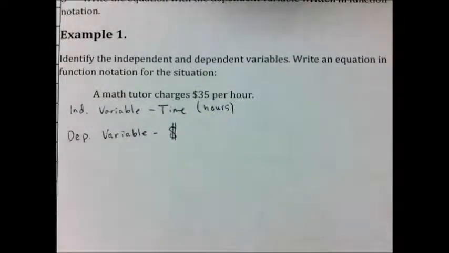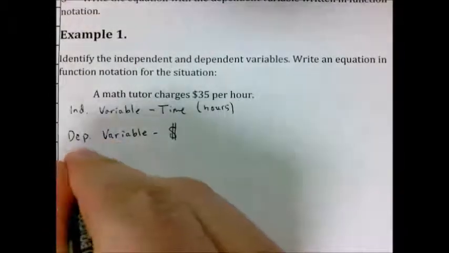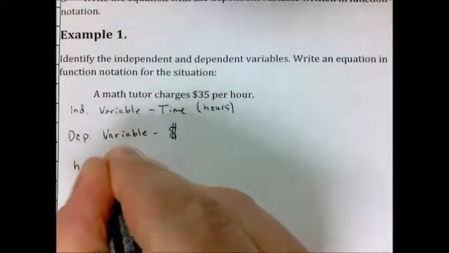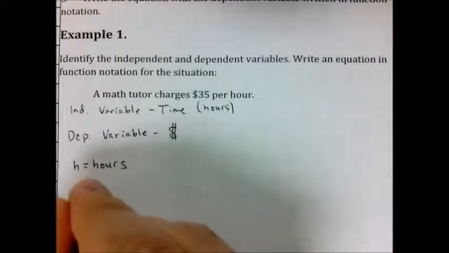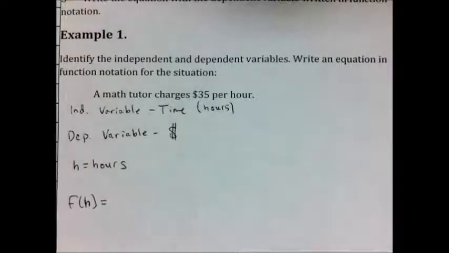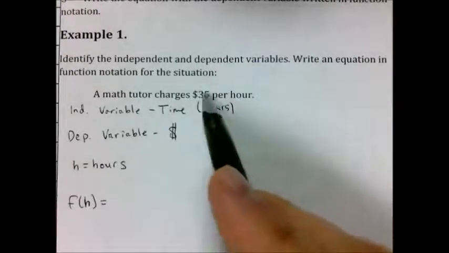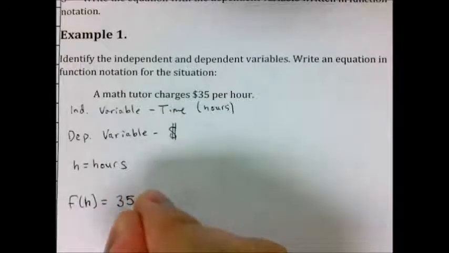All right, so we've identified what our independent and dependent variables are. Now we just have to actually use a variable to put in for whatever our independent variable is. Okay, our independent variable is time in hours, so let's go ahead and identify h being hours, and then we're going to write an equation in function notation. So we are going to have f of h is equal to our $35 per hour. That means we're multiplying here. We're going to have 35 per h.